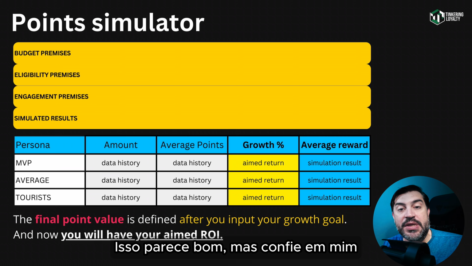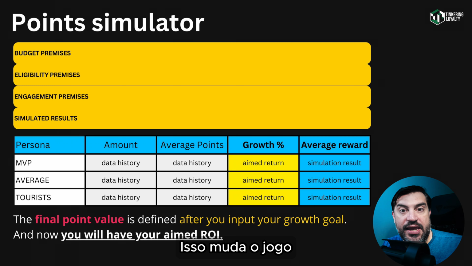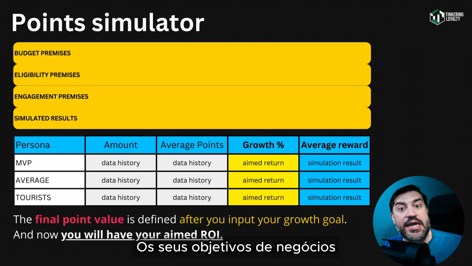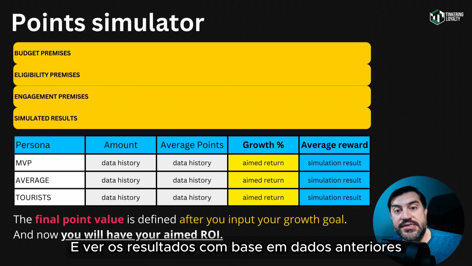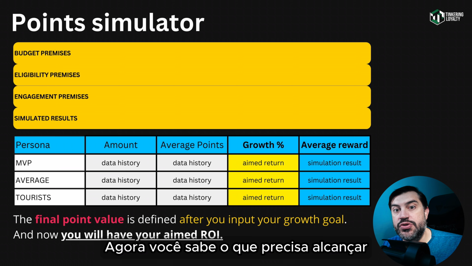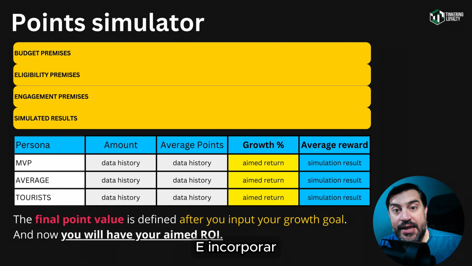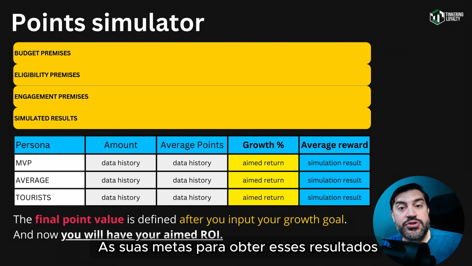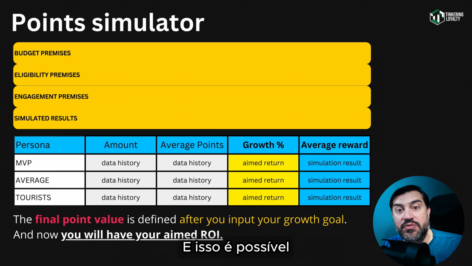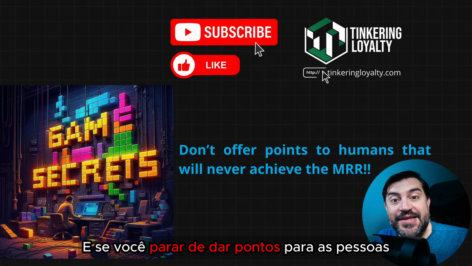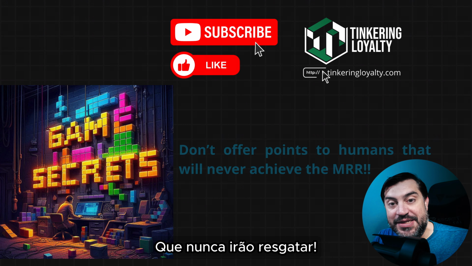This looked nice, but trust me, this changes the game when you can manually input your business objectives and see the results based on past data. Now you know what you need to reach because you need to have the same result that you had in the past and enhance your business need in order to get those results. And this is possible. It's not only possible, you will surpass this as long as you have a consistent narrative with your audience and if you stop giving points for people that will never redeem.